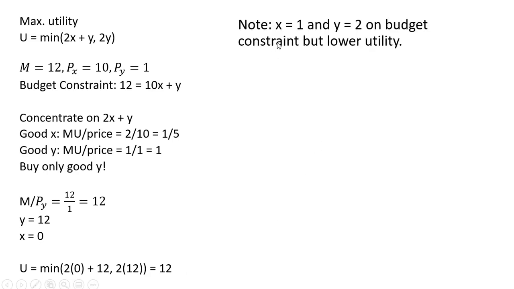You'll note another bundle here, which includes both goods, X equals 1, Y equals 2. That is on the budget constraint. It exhausts the consumer's $12 of income, but the consumer would get a much lower level of utility, only 4 in this case. So we get a corner solution in this case, where you're only buying good Y.